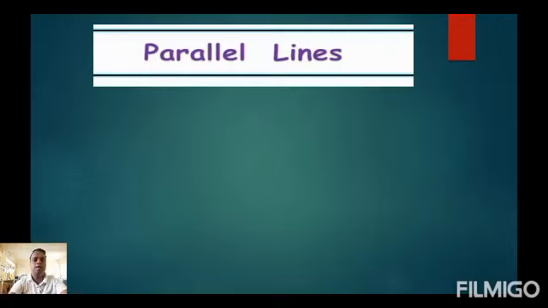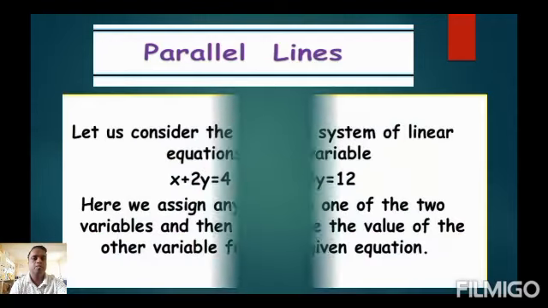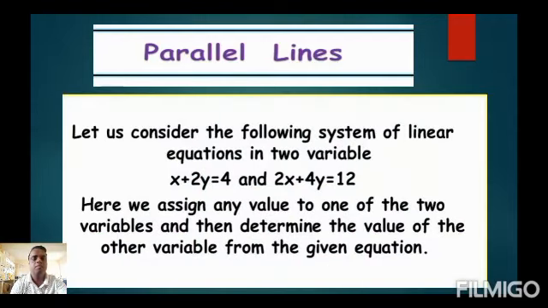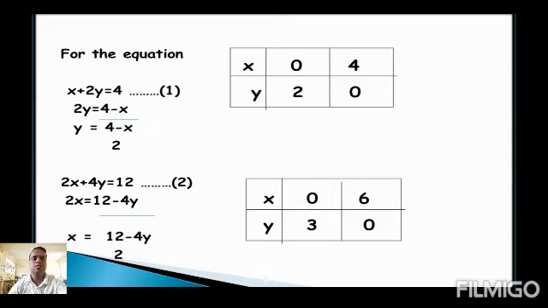parallel lines. What are parallel lines? Parallel lines means, let us consider the following example: x plus 2y equal to 4, 2x plus 4y equal to 12. Here we assign some values to the two variables x and y. See the equation: x plus 2y equal to 4, y equal to (4 minus x) divided by 2. If x equal to 0, y equal to 2, means if you put x equal to 0, 4 by 2 is 2. If x equal to 4, y equal to (4 minus 4) is 0, 0 by 2 is 0.